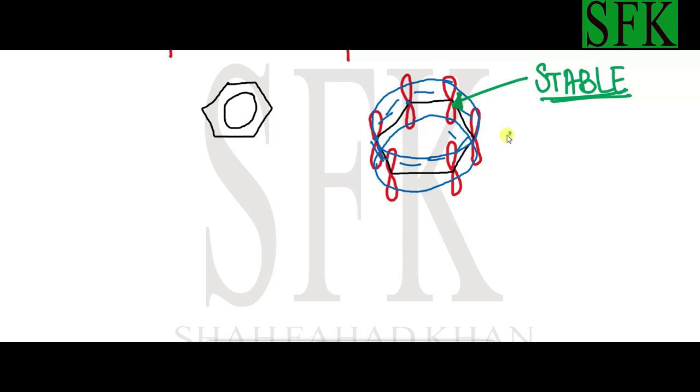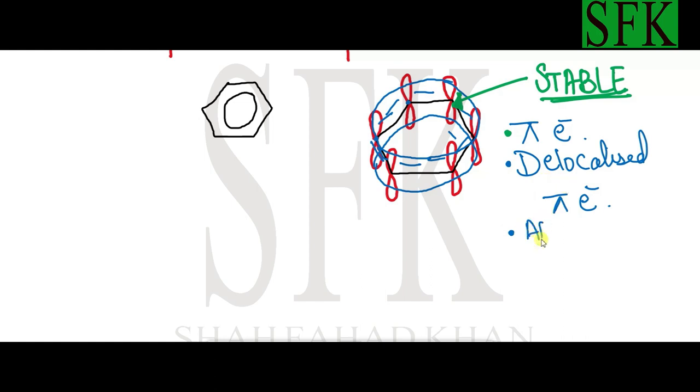This electron density is given a special name. These electrons are actually the pi electrons which are continuously resonating above and below the benzene ring. They are not stationary, but they are continuously moving above and below the ring. So they are basically delocalized pi electrons. And these delocalized pi electrons of benzene are both above and below the benzene ring.